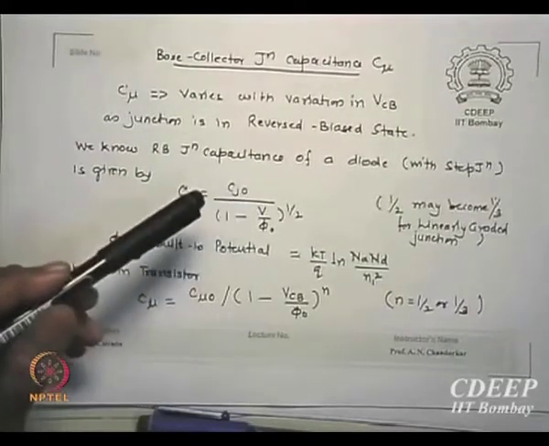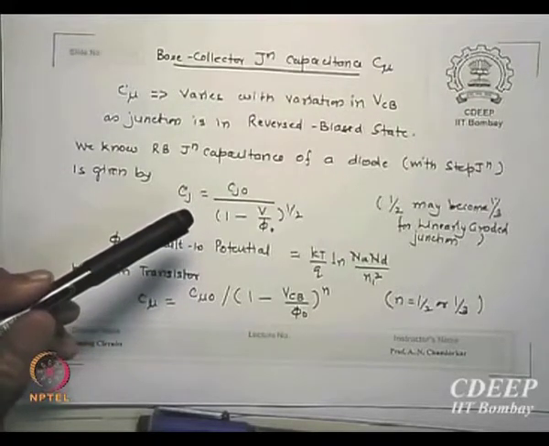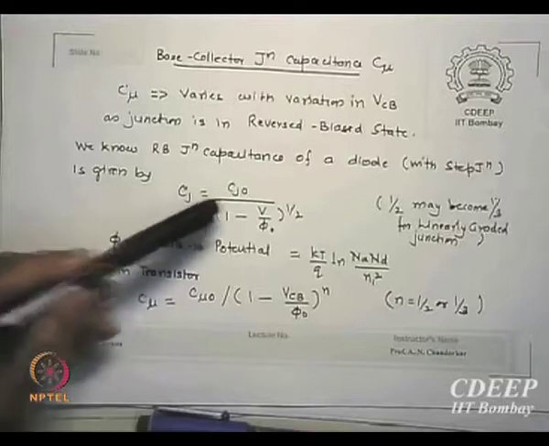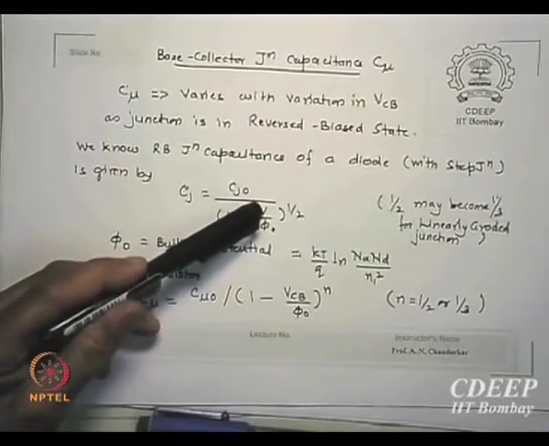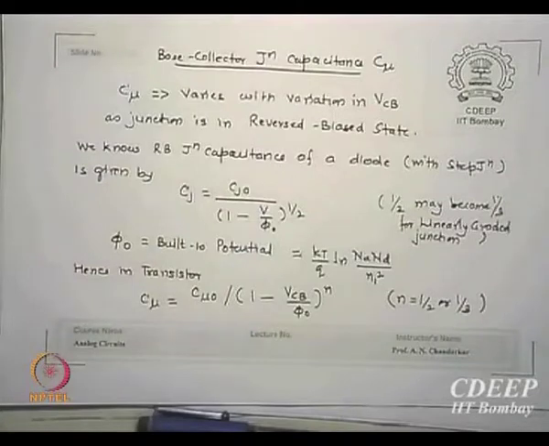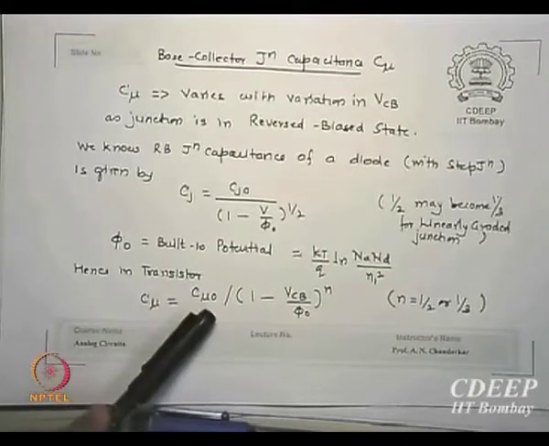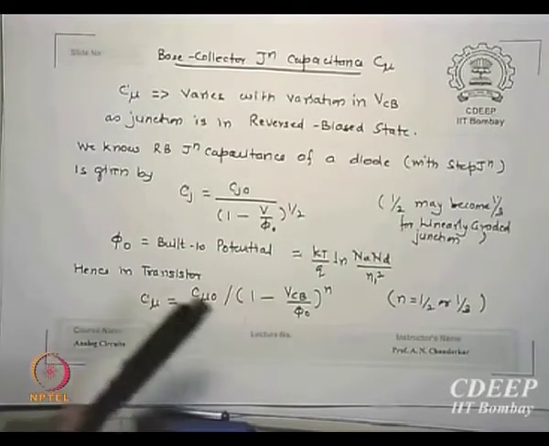What is Cj0? It is the capacitance at zero bias, that is, the depletion width at zero bias at the built-in voltage. V is the applied reverse bias, and phi 0 is called the built-in voltage for the junction, which is kT by q ln Na Nd by Ni square. So we may say for the transistor, C mu is C mu 0 over (1 minus VCB by phi 0) to the power n.